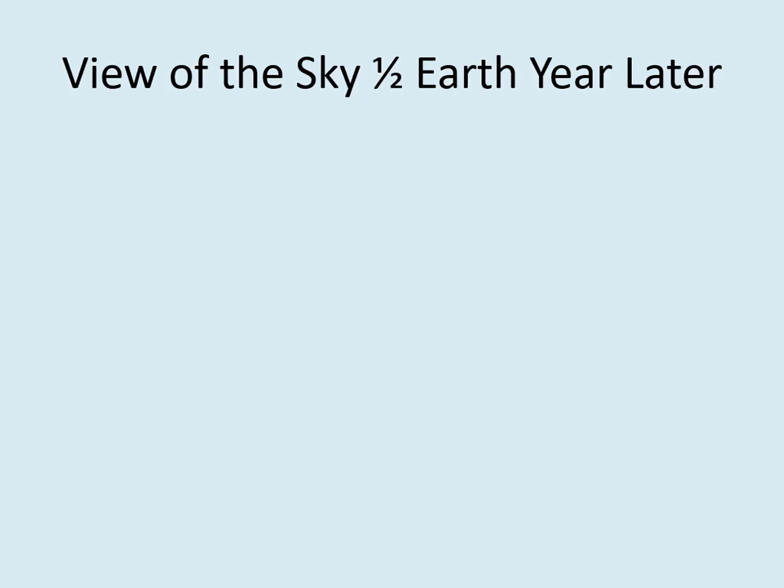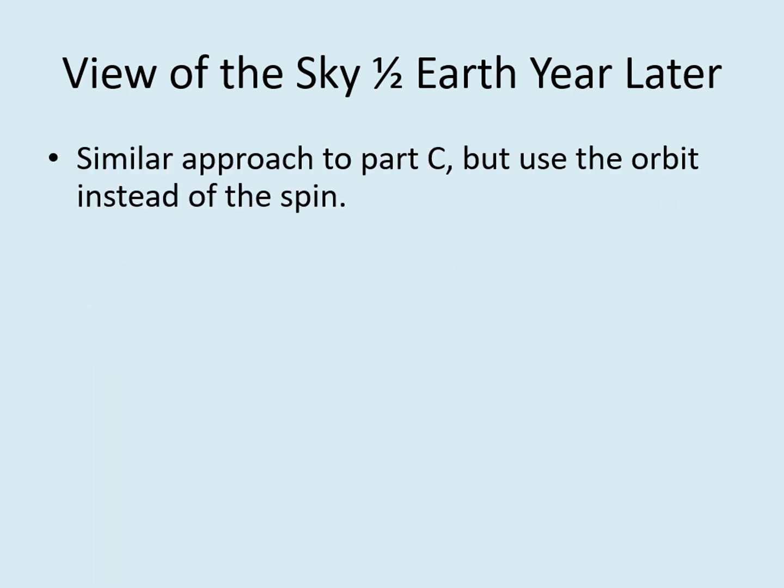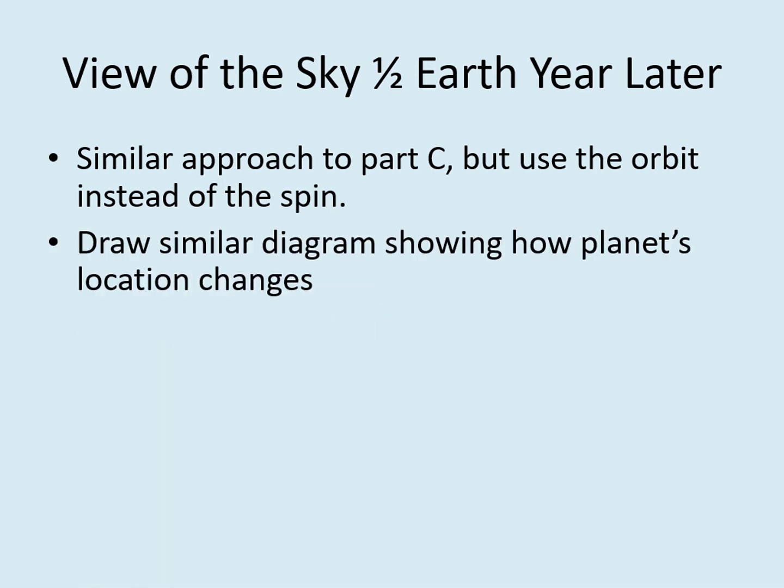Now that you've seen how the planet's spin affects the view, try using a similar approach to the planet's orbit. Make a diagram similar to the one you did for Part C, only this time you're going to have to allow for the planet's orbit around its sun. You're going to have to look at your results from Part B to see how far the planet will move in its orbit in half of an Earth year.